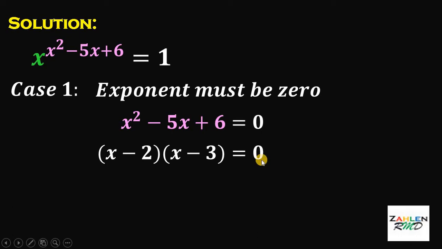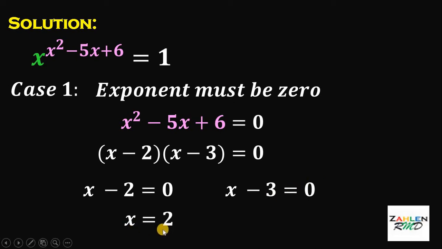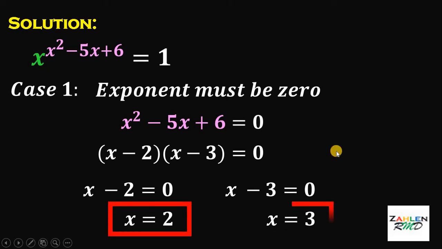And since it is equal to 0, it follows that at least one of them must be equal to 0. Therefore, we can say that x minus 2 equals 0, or x minus 3 must be equal to 0. Therefore, we can say that x equals 2 or x equals 3. Therefore, we have now two possible solutions. We have x equals 2 and x equals 3.